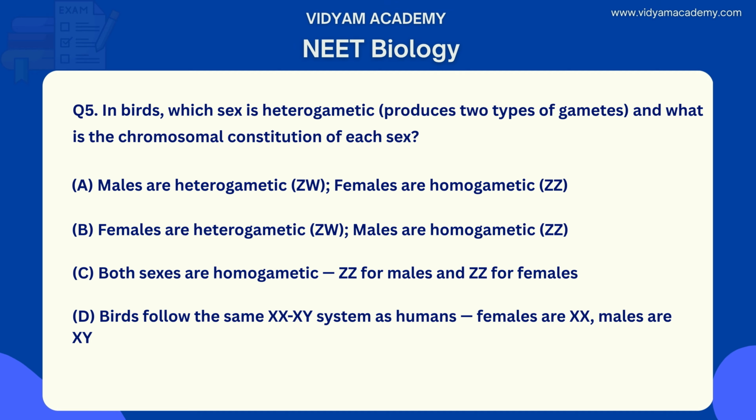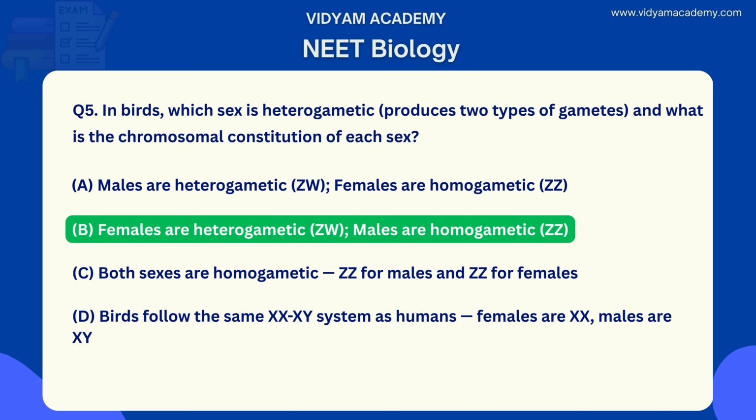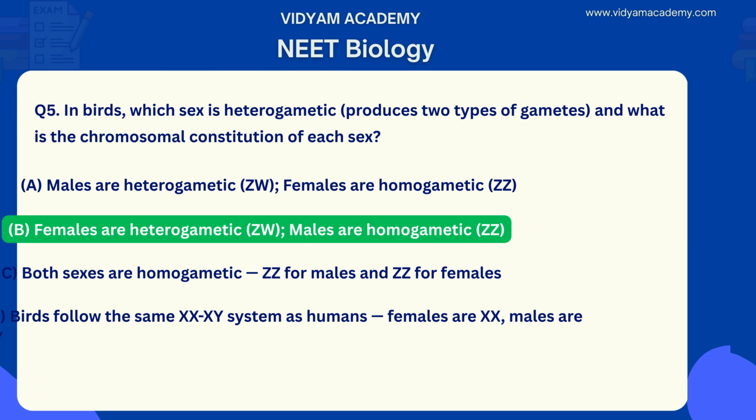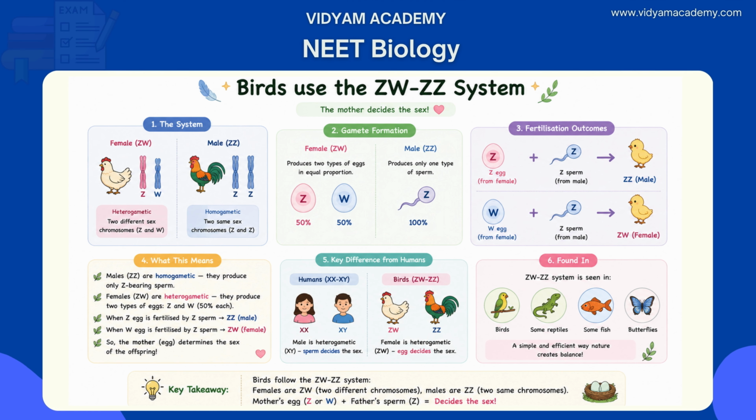Females are XX and males are XY. Would you guess the right answer? Your time starts now. Option B is the right answer. Why and how? Let's see. Birds use the ZW/ZZ sex determination system, which is the reverse of the human XX/XY system. In birds, males are ZZ, homogametic. They produce only Z-bearing sperm. And females are ZW, heterogametic. They produce 50% Z-bearing eggs and 50% W-bearing eggs.